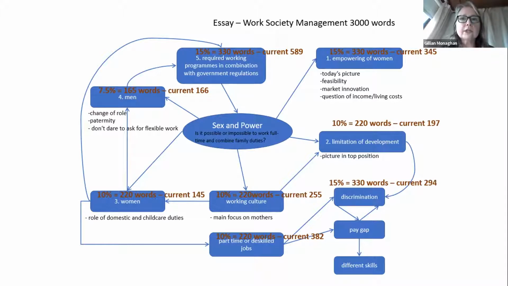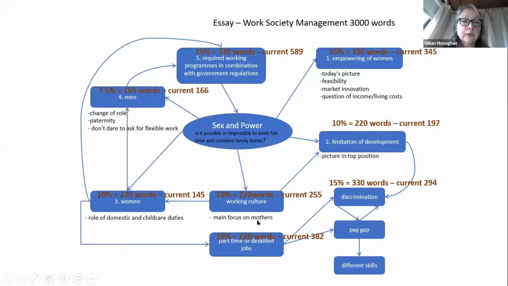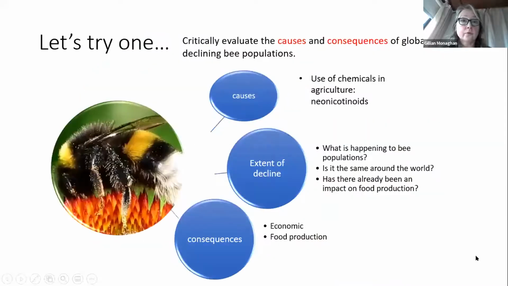And she could see that perhaps the weighting of what she was writing about was a little bit off and she needed to change it. She'd got way too much stuff on legislation, not enough on the roles of women and working culture and so on. So she could see that she needed to do some tinkering. And so this map acted as a guide throughout the whole process for this student.